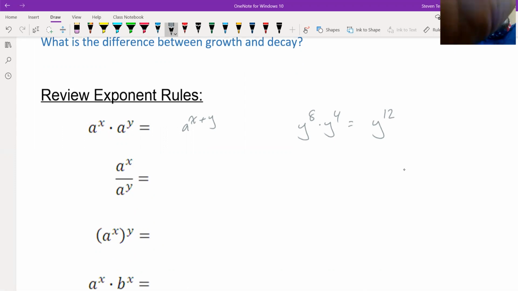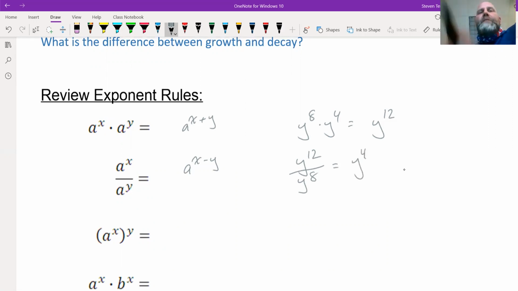If I had division, this is going to be the subtraction of the exponents. So if I had y to the 12th divided by y to the 8th, there would be 12 y's on top, 8 y's on bottom, cancel them out, and you're left with y to the 4th. So you're subtracting the exponents.